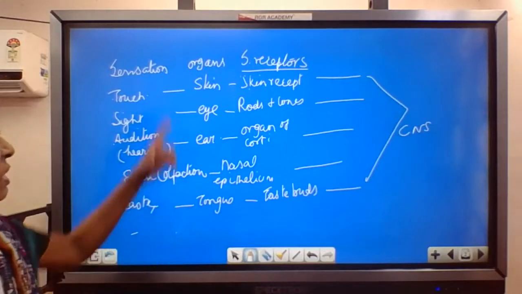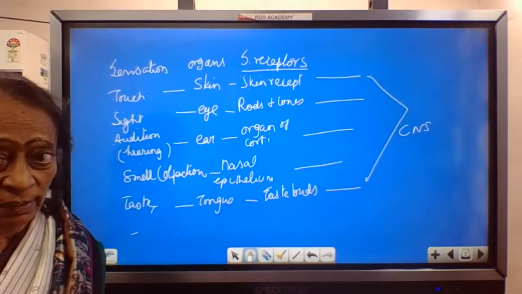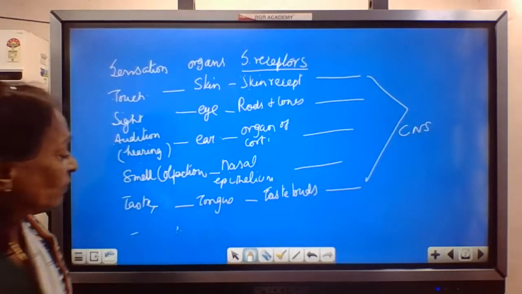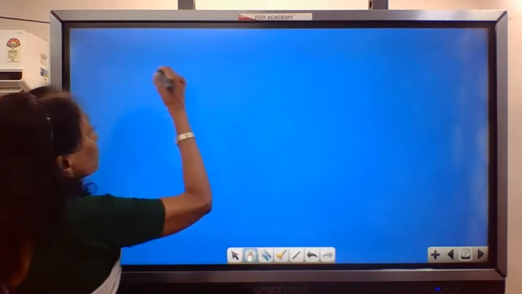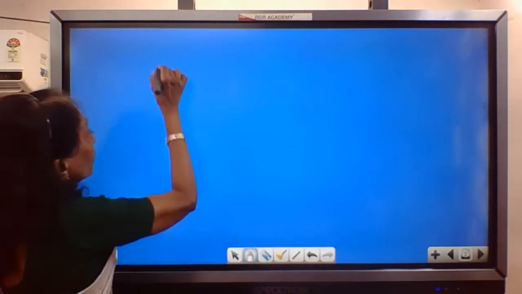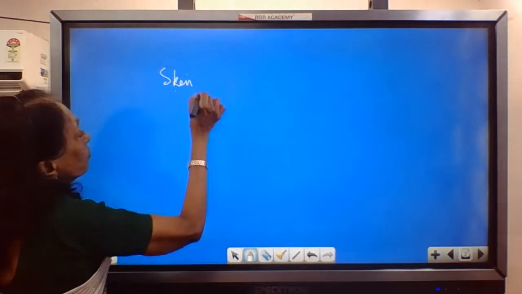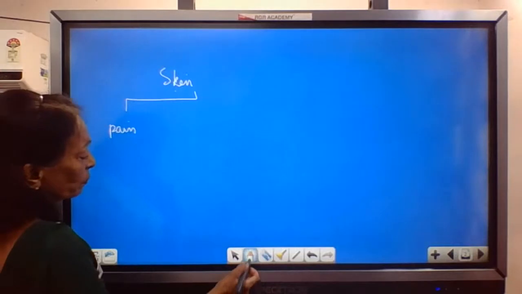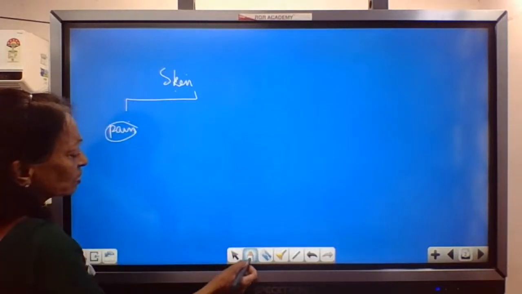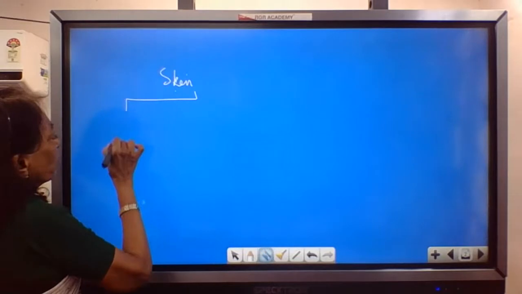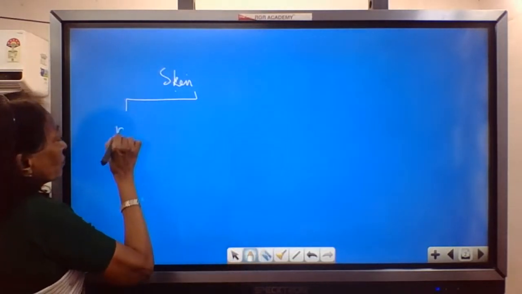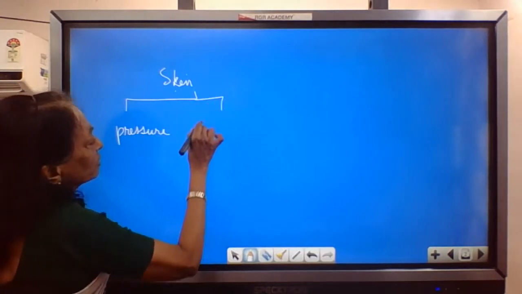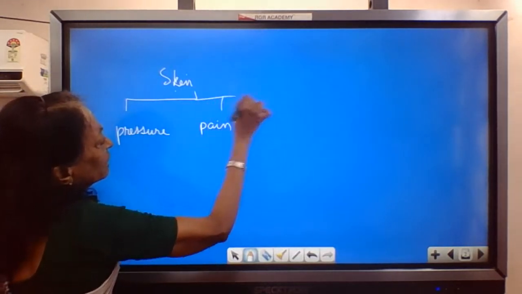So first we go into the skin part. This is the gist of the lesson. As soon as we finish that, we'll follow all these organs. All right, now we take the skin. First we take the skin. If we take skin, the sensations are pain. I'll go to the pressure first. Pressure, pain, and temperature.